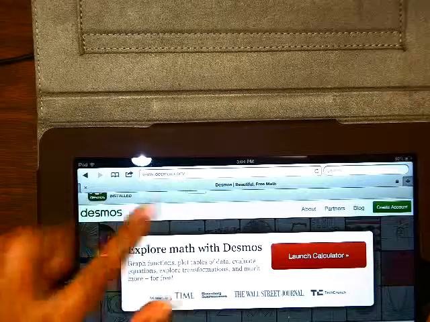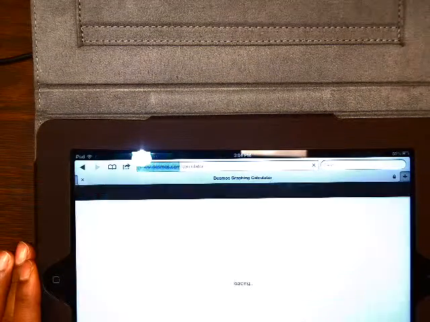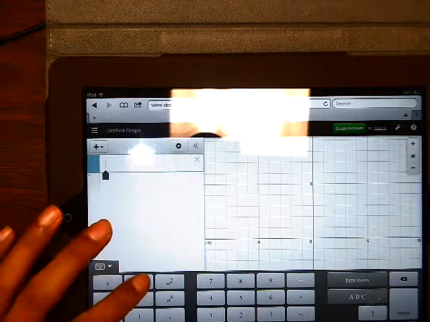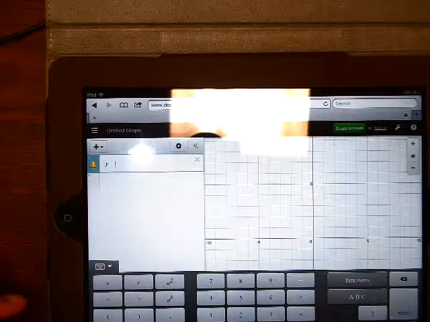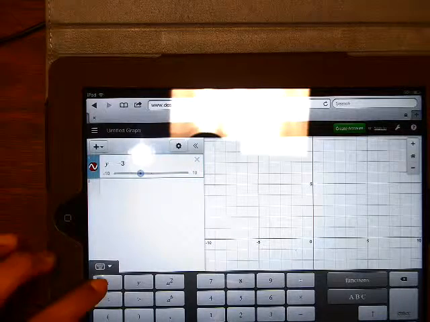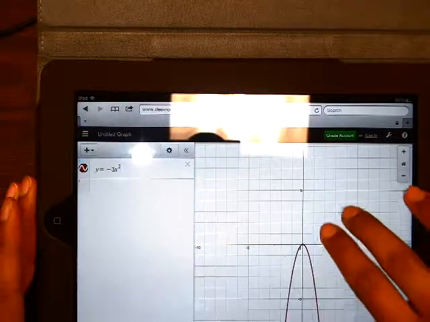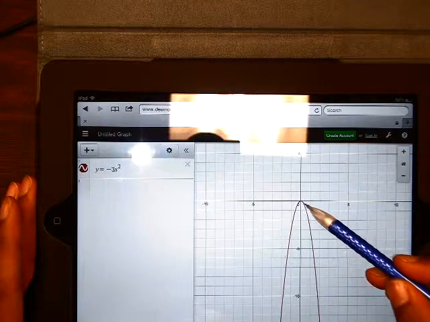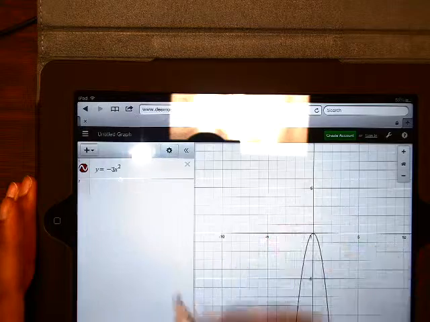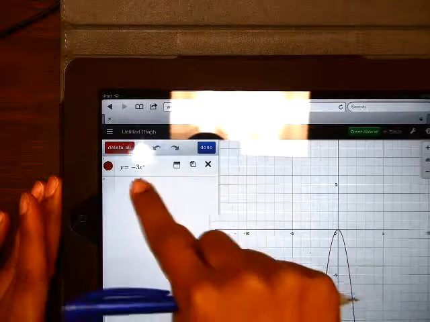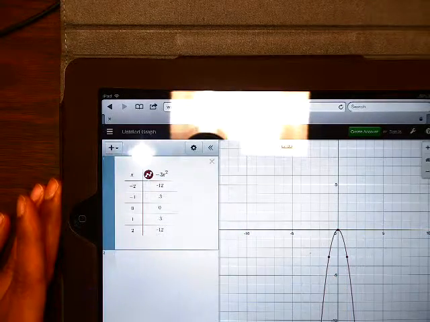Okay, so we're at www.desmos.com, and then click the button called Launch Calculator. Alright, so here I'm going to type in my equation, y equals negative 3x squared. And you can see here that the graph has already appeared. It looks like my vertex is at 0, 0, and I'm going to click this little button here, which allows you to have the option of looking at a table. This icon right here is to see a table of values.